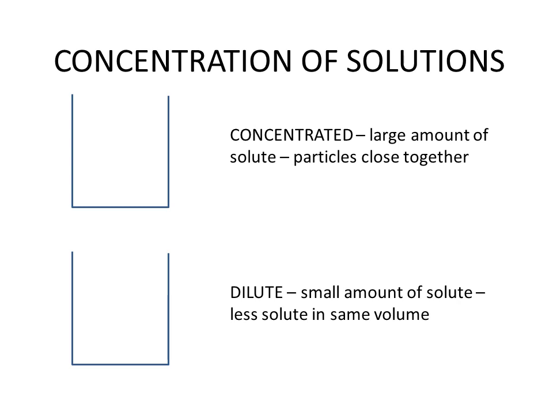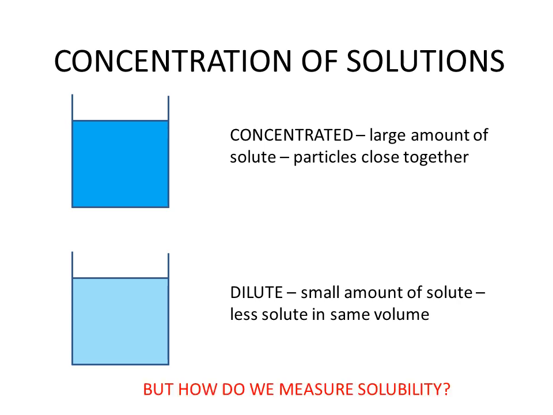We already know that we can describe the concentration of a solution in words. So for instance, we can talk about a solution as being concentrated if it has a lot of solid particles dissolved in it. We can also talk about a solution as being dilute if there's only a small amount of the solute dissolved in it. But this isn't very useful for us as scientists. We need to have some numerical way of measuring the solubility.